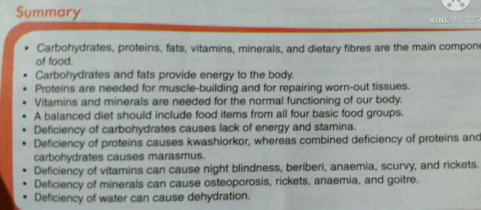A balanced diet should include food items from our 4 basic groups. Deficiency of carbohydrates causes lack of energy and stamina. Deficiency of proteins causes kwashiorkor. Combined deficiency of proteins and carbohydrates causes marasmus. Deficiency of vitamins can cause night blindness, beriberi, anemia, scurvy, rickets. Deficiency of minerals can cause osteoporosis, rickets, anemia, goiter. Deficiency of water can cause dehydration.